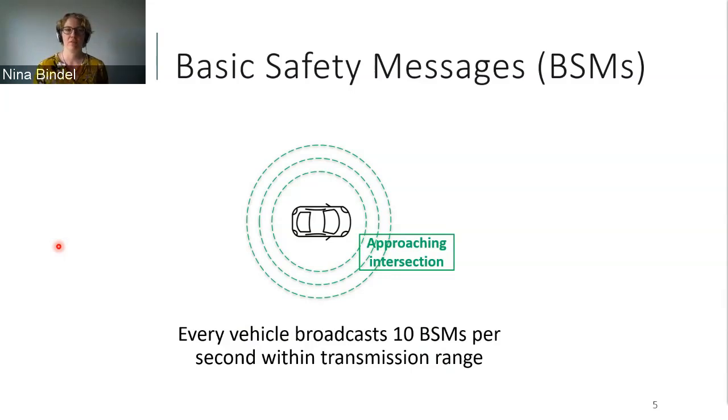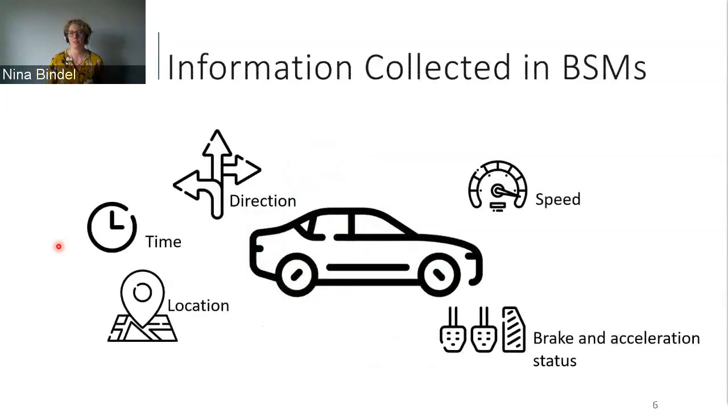So what kind of information is collected in this BSM? Well, any data that helps estimate or guess what the car's next move is, such as location, time, direction, speed, but also the state of the brake and the acceleration system.